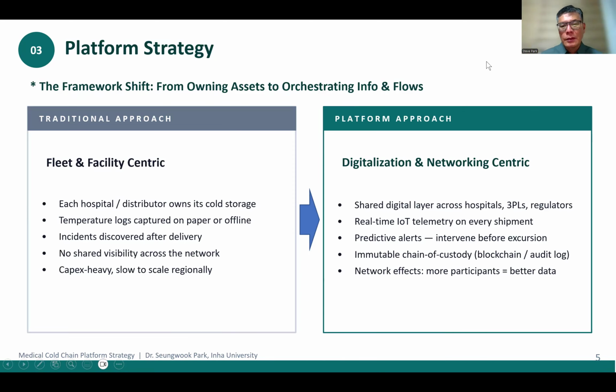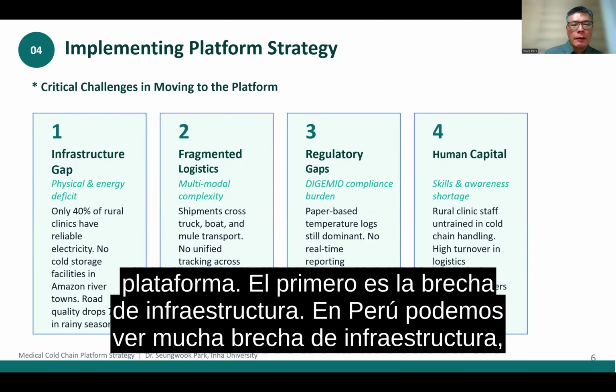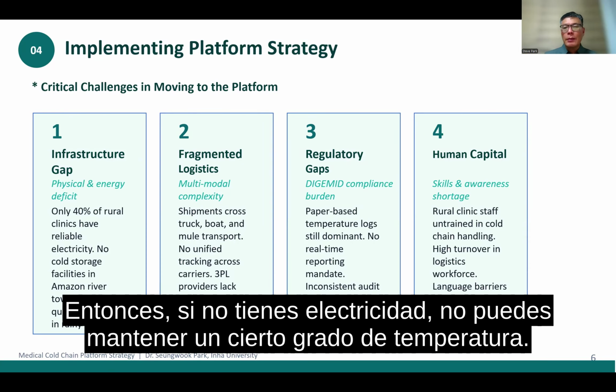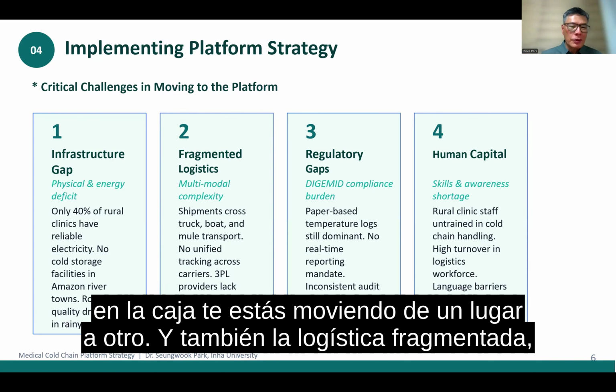In order to implement the platform strategy, there are a lot of critical challenges in moving to the platform. The first one is the infrastructure gap. In Peru, we can see a lot of infrastructure gap, physical and energy deficit. Only 40% of rural clinics have reliable electricity. If you don't have electricity, you cannot maintain a certain temperature in the box you're moving from one place to the other.